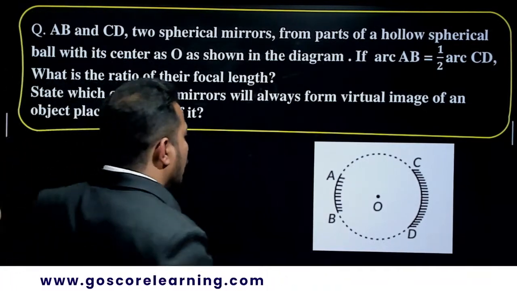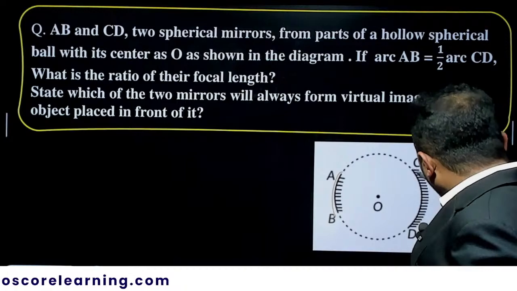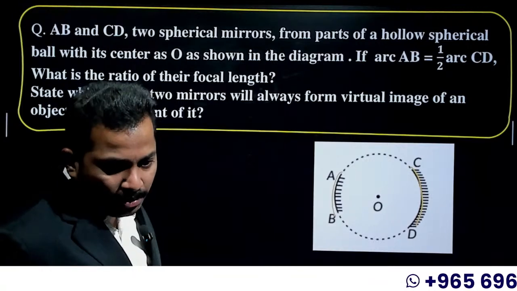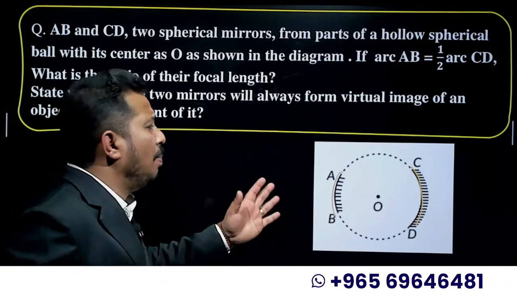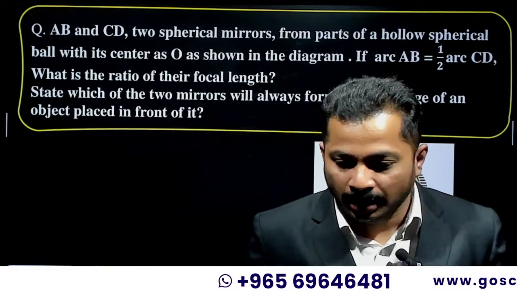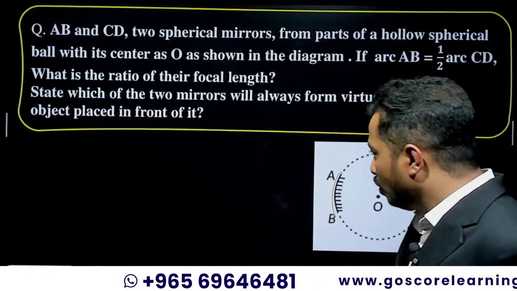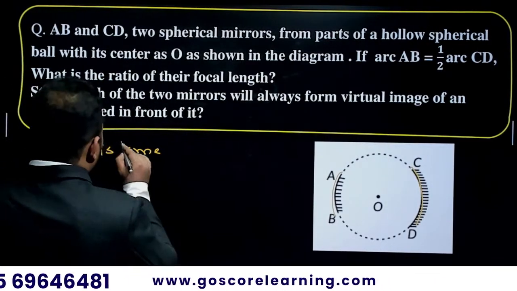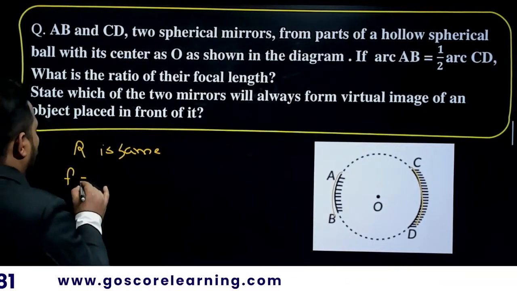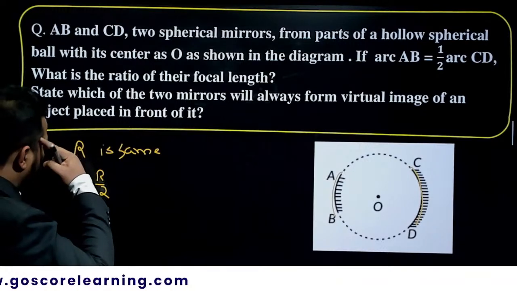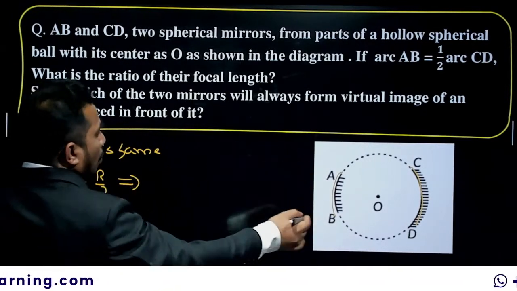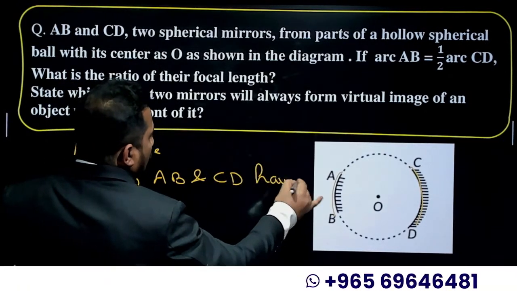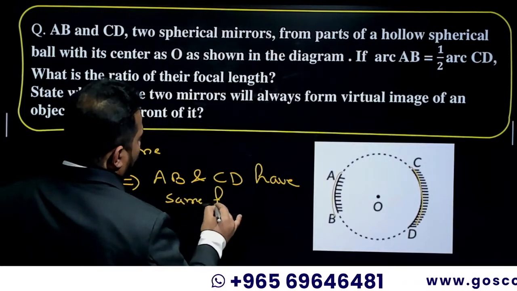Okay, so here both AB and CD are part of the same sphere, right? As they are part of the same sphere, the length of the arc doesn't matter. It depends on the aperture of the mirror. So AB and CD have the same radius of curvature. R is the same. We know that F is equal to R by 2. Which implies both AB and CD have the same focal length.